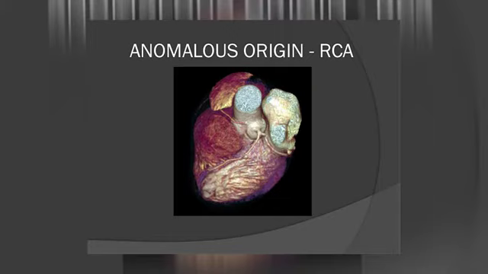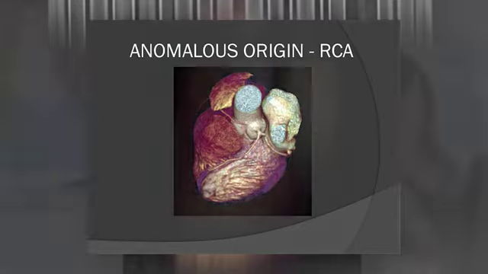Similarly, anomalous origin of the RCA. You can see the right coronary artery, instead of coming off from this cusp, is coming off closer to the left cusp. These are incidentals, but many a time they can cause sudden cardiac death because the artery gets blocked between the two major vessels, which are the aorta and the pulmonary artery.